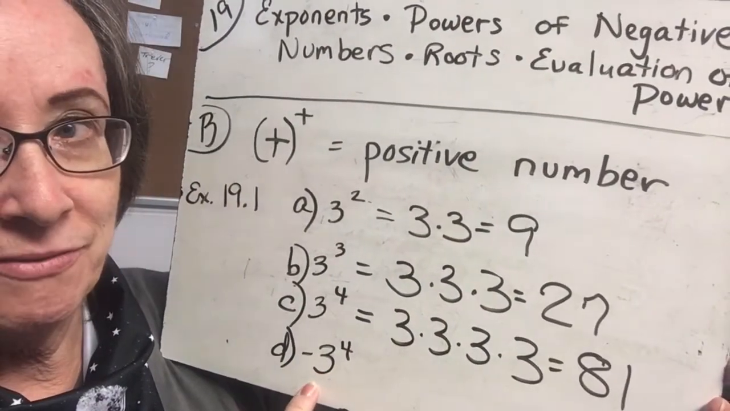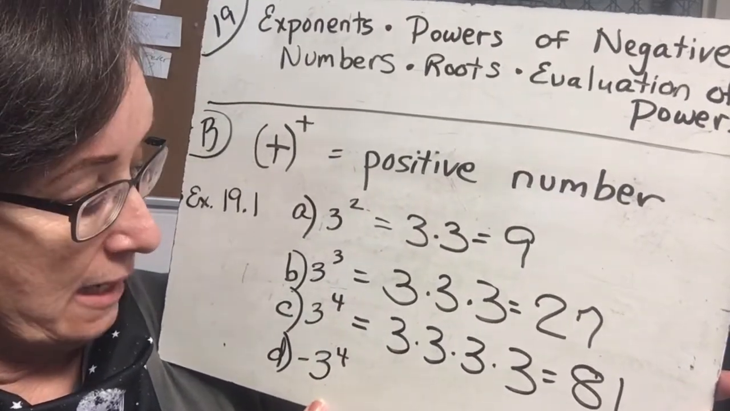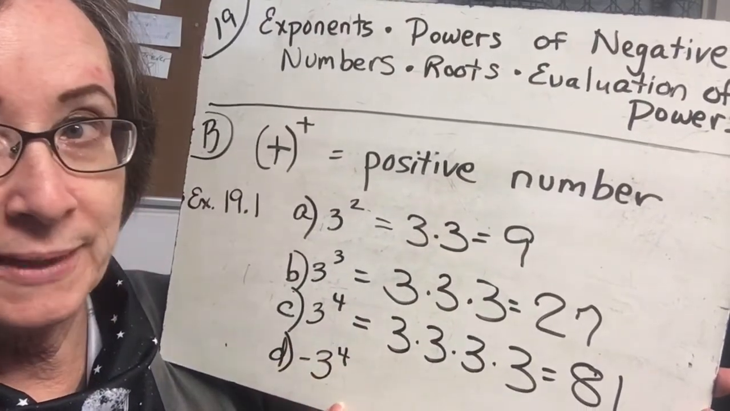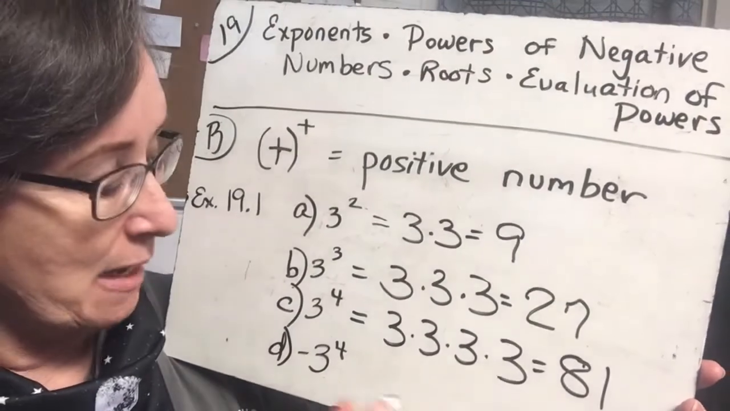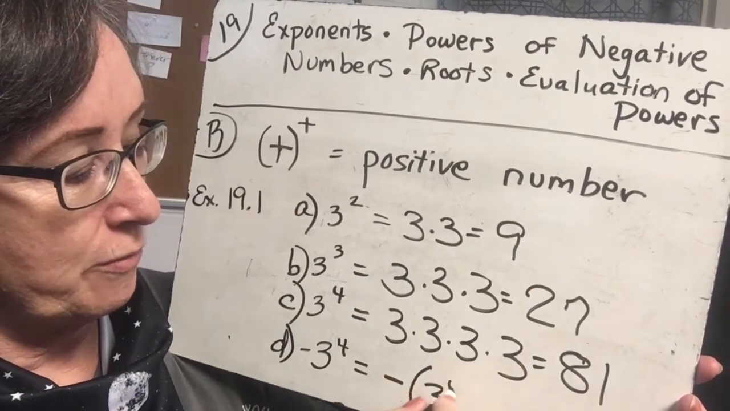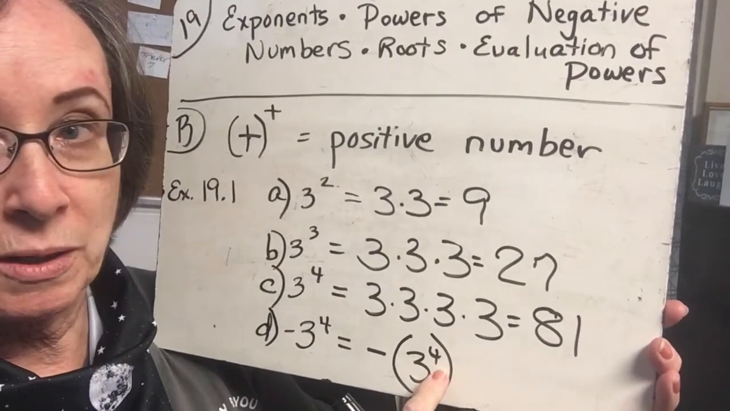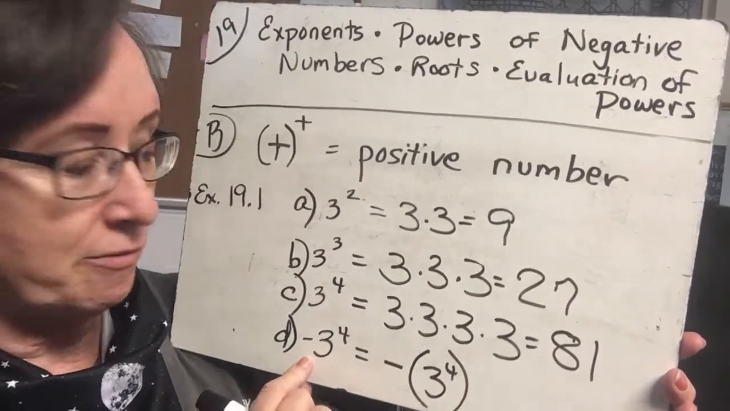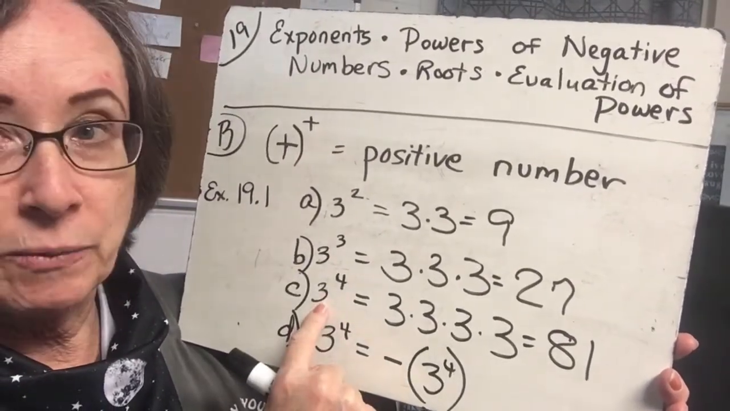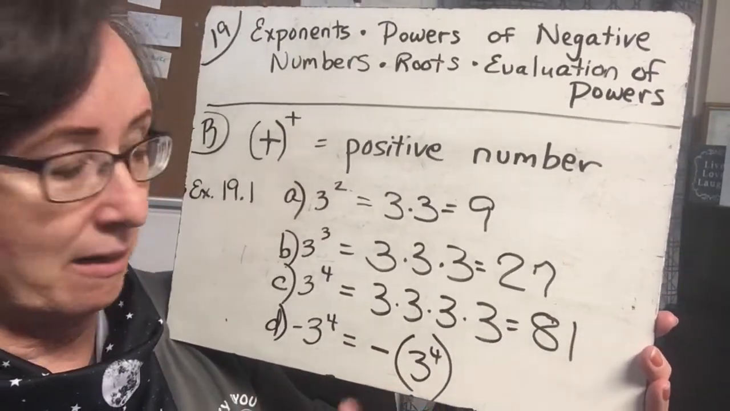The negative is out here in front, and the negative is not tied to the 3. So we're going to learn very shortly, order of operations. We always have to do the exponent first. This is the same thing as negative of 3 to the 4th. Okay, so in other words, only the 3 is being raised to the 4th power. The negative is just out here in front. So this is the opposite of 3 to the 4th. Well, we just found out what 3 to the 4th was, it's 81. So the opposite of 3 to the 4th will be negative 81.